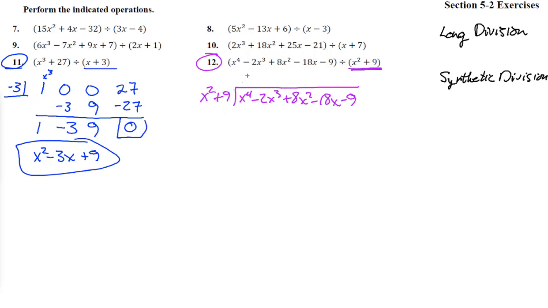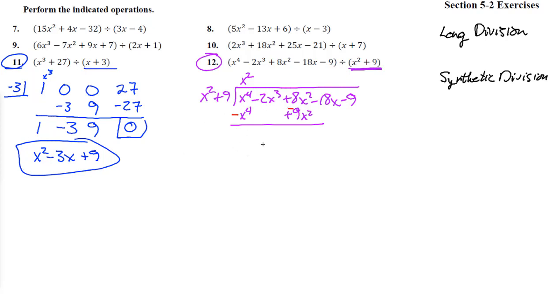X squared goes into x to the 4th, x squared times. X squared times x squared is x to the 4th. X squared times 9 is plus a 9x squared. Notice it goes under here. It doesn't go under the x cubed column. Excellent. Now when we subtract, don't forget that we are indeed subtracting here. If you add, you will mess up the whole problem.